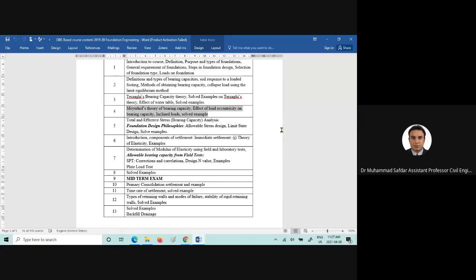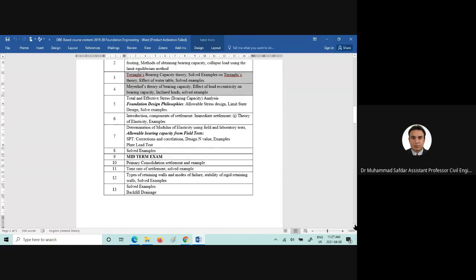Different foundation design philosophies, for example, allowable stress design, limit state design, and examples will be solved in the fifth week of this course. Introduction, components of the settlement, and the concepts which we learned in Geotech 2. Here in Terzaghi's and Meyerhof's bearing capacity, the concepts which we learned in Geotech 2 related to the shear strength parameters will be discussed and applied in these theories. Now, when we want to find out the settlement of the foundations, the settlement concepts which we discussed and learned in Geotech 2 will be applied in this lecture.